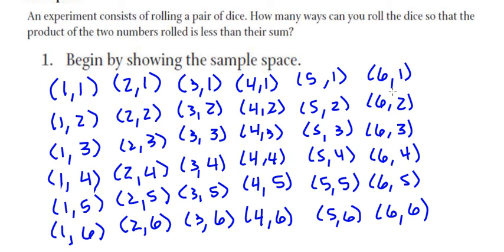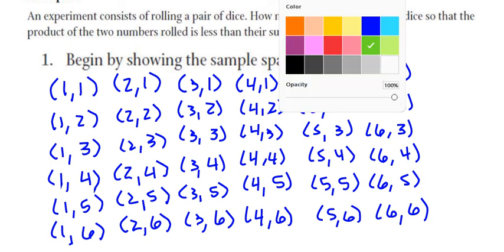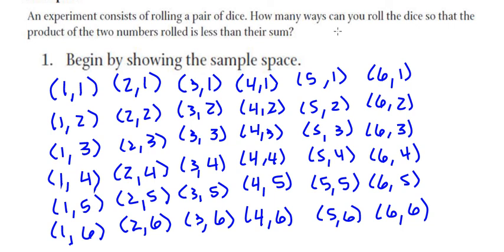All right, here. So that is the full sample space for when you roll a pair of dice. So it says how many ways can you roll the dice so that the product of the two numbers is less than their sum. So it wants you to investigate how many ways is it true that when you multiply them, what you get is less than their sum?